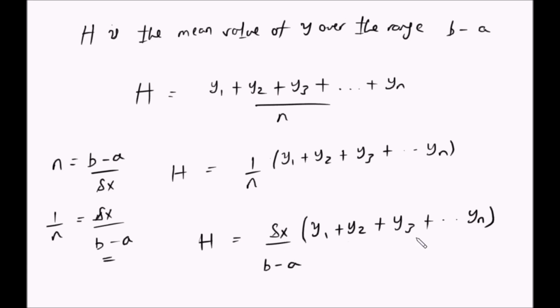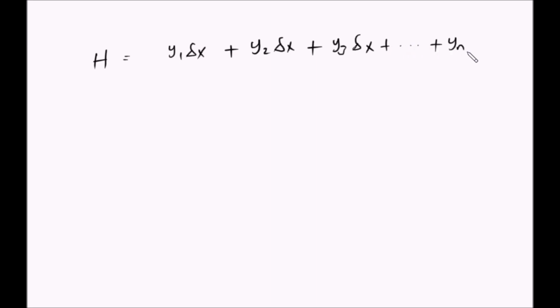So mean value sasa naweza nikaiandika hivi. So delta x is the width of every rectangle. So nikiingiza hii delta x ndani now, h itakuwa sasa na y1 times delta x plus y2 times delta x plus y3 times delta x mpaka yn times delta x. So all of this now over nini? B minus A.